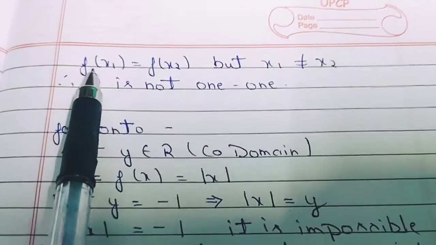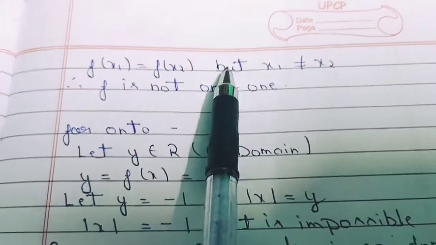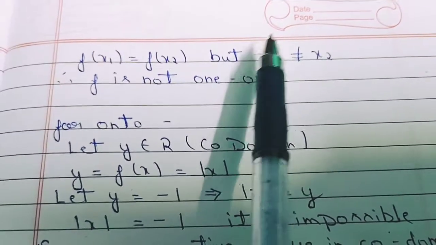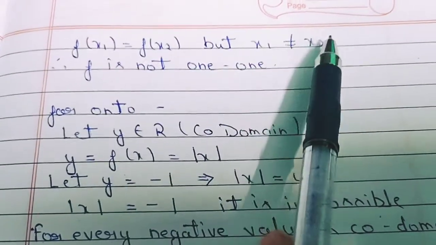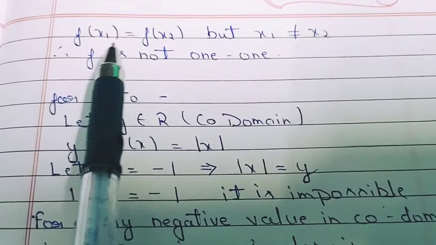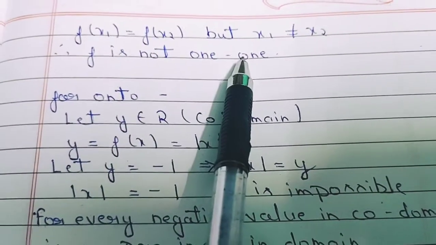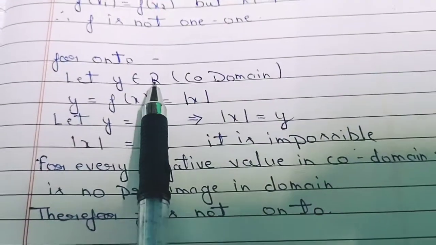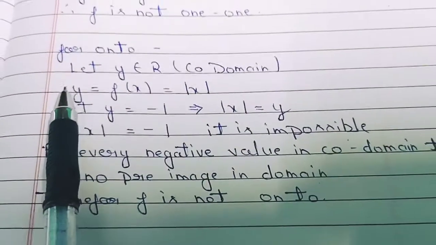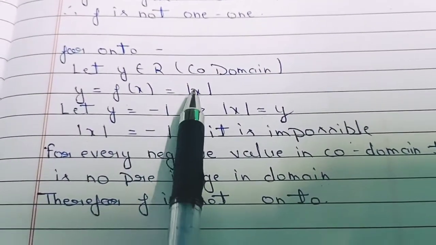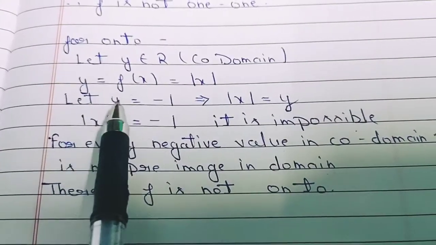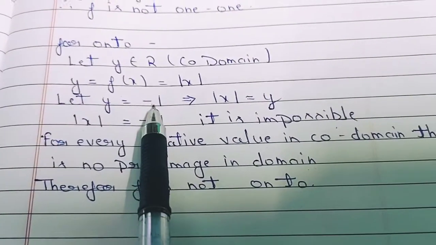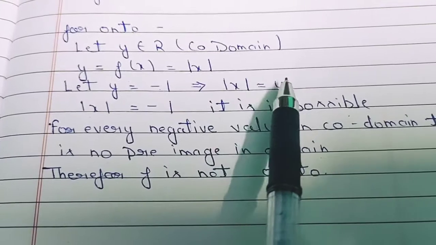Now we can see that f(x1) = f(x2), but x1 does not equal x2 because the value of x1 is 1 and the value of x2 is -1. It means x1 does not equal x2. So we can conclude that f is not one-one. Now for onto, we have to select one element y belonging to the set of real numbers from the codomain, where y = f(x) = |x|. Let me select y = -1 from the codomain, that is set B. So |x| = y.